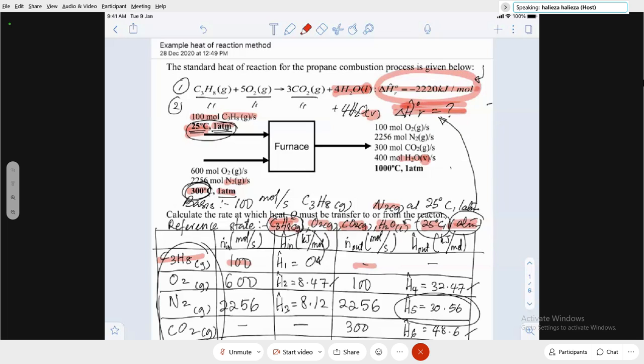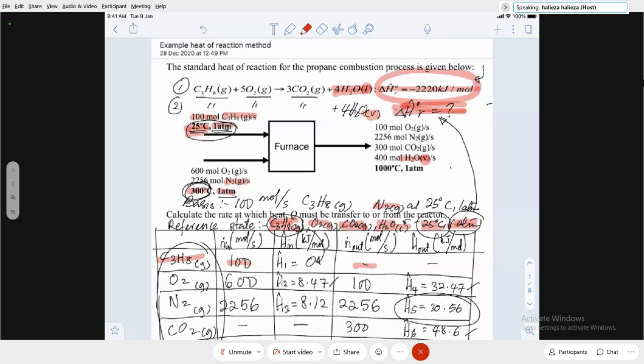If you don't have it available, but you can calculate it, then fine, you can use the heat of reaction. But if you just cannot calculate it and it's not available, then you cannot use the heat of reaction. So whenever you don't have any information on the heat of reaction, then you have to use the heat of formation method.